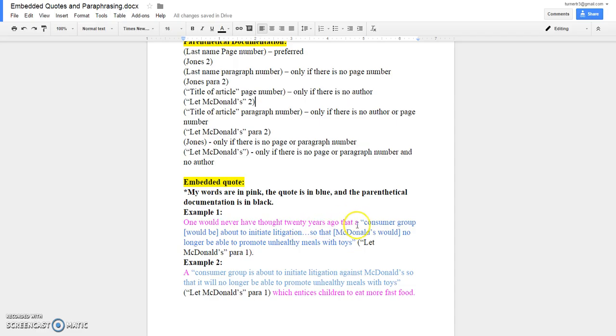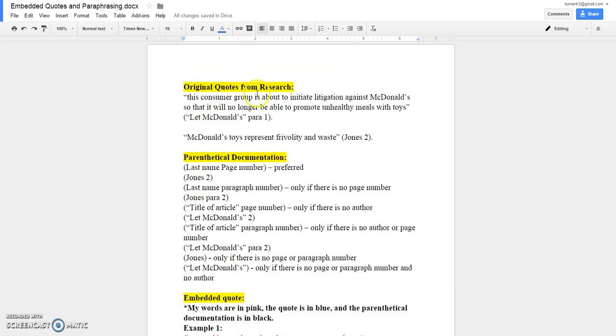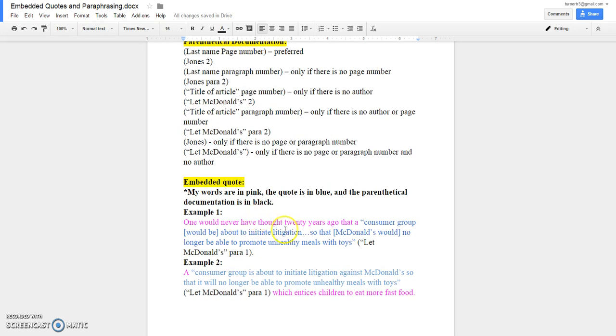Okay, so a couple things to note. All of this is my writing, so I know it's embedded because some of it's my writing and some of it's theirs. "Would be" is in brackets. That's because the original quote said "is," but my sentence is in a different tense. So if I want to change "is," I need to put brackets around it to show that I've changed the tense of that verb so that it makes sense grammatically.